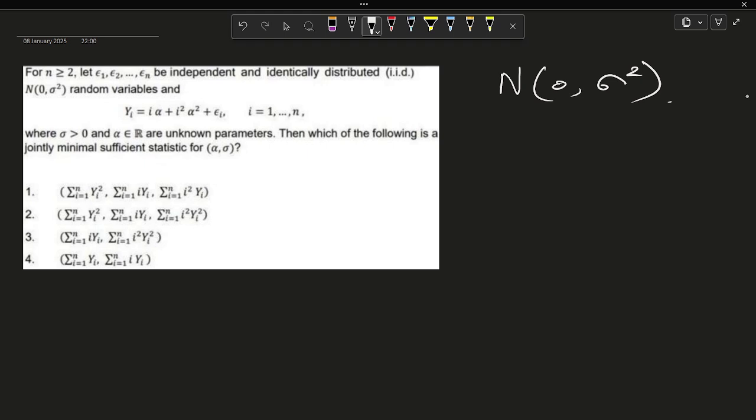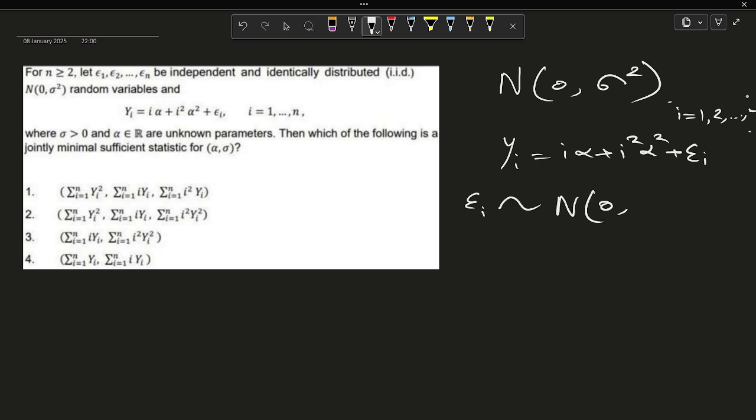We have to determine the jointly minimal sufficient statistic for alpha, sigma based on the given model. We analyze the problem using the factorization theorem and statistical properties of linear models. The given model is y_i equals i alpha plus i square alpha square plus epsilon i, where i is from 1 to n, and epsilon i is normally distributed with 0 and sigma square, IID. The unknown parameters are alpha and sigma greater than 0.